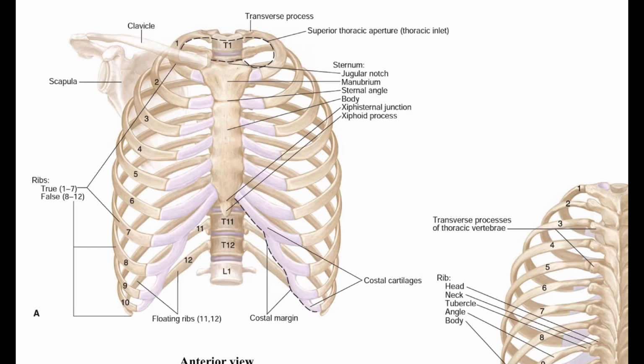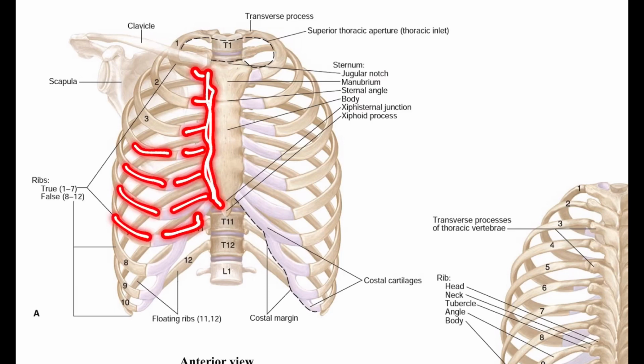So let's discuss the costal cartilages. The costal cartilages are made up of hyaline cartilage and are mainly responsible for providing elasticity and mobility of the chest wall. The first 7 costal cartilages are connected to the lateral border of the sternum with the corresponding ribs.